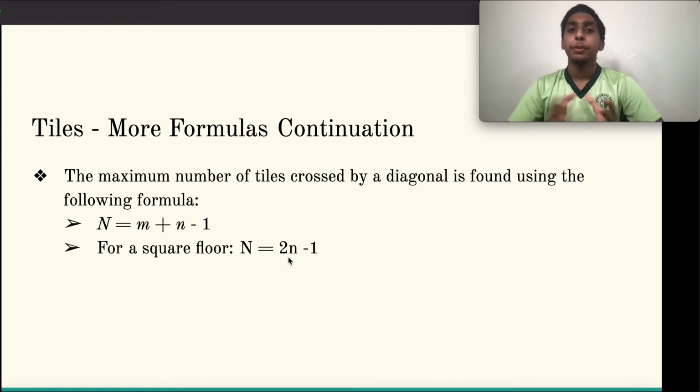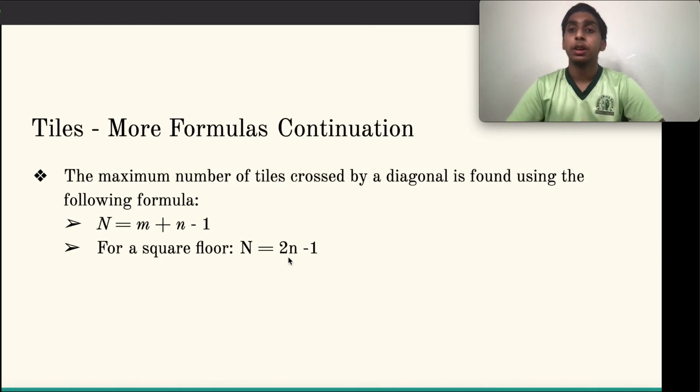The maximum number of tiles crossed by a diagonal is found by using the following formula. N is equal to m plus n minus 1. What they're asking in this question, and how it differs from previous formulas, is that before we found how many tiles are actually crossed by a diagonal. This is asking what is the possible maximum number of tiles that a diagonal, if you drew it into this grid, would cross. The simple formula for this is capital N is equal to m plus n minus 1. Your two dimensions, m plus n minus 1.